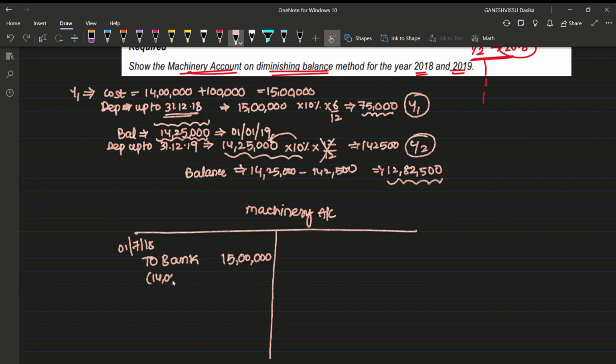In bracket we need to show 14 lakhs plus 1 lakh installation. This installation charge is also included here, or else we can show a separate entry to bank for 1 lakh rupees. But both are the same entries, right? So there is no need of showing a different entry. On 31st December 2018 we need to charge the depreciation. So by depreciation account, by depreciation 75,000 and by balance carried down 14 lakhs 25,000, total 15 lakhs.